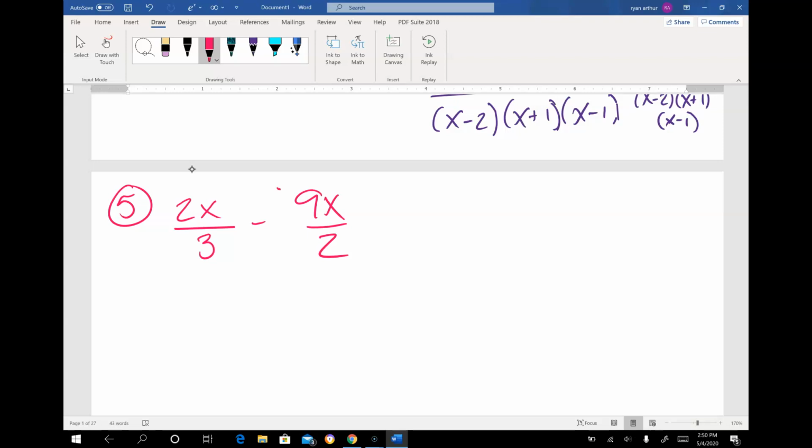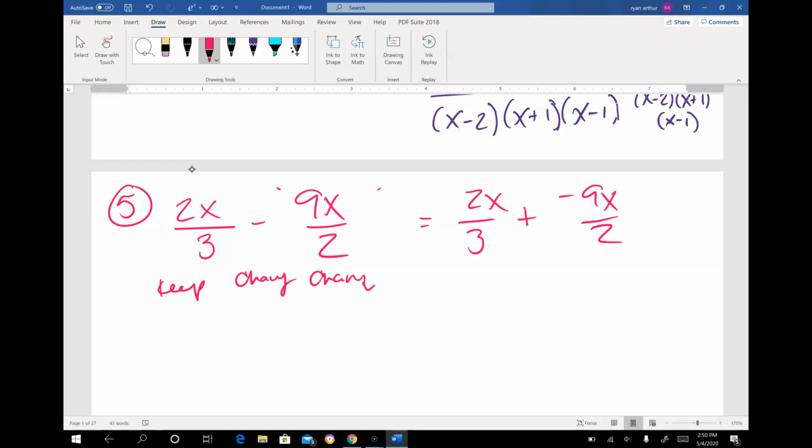Like 3 can't go into 2 and 2 can't go into 3, but they both can go into 6. So 3 times 2 is 6 and 2 times 3 is 6. So now I have, oh, I forgot to do the keep, change. Sorry, so you can do it in any order. Keep, change. Okay. So I'm going to have 2x over 3 plus negative 9x over 2.